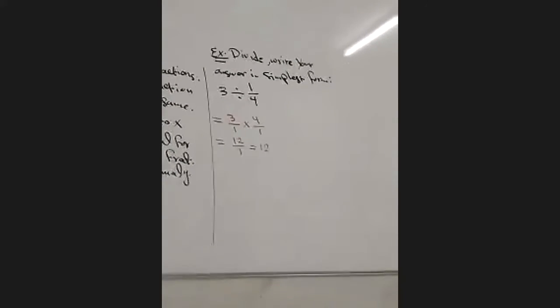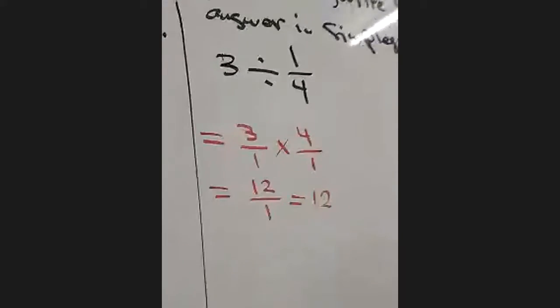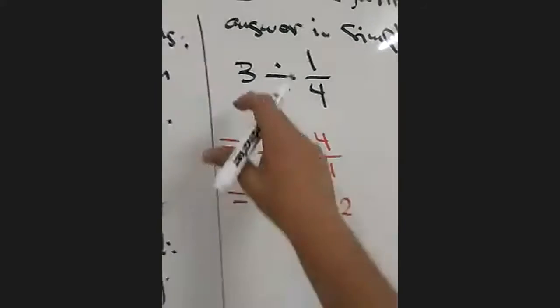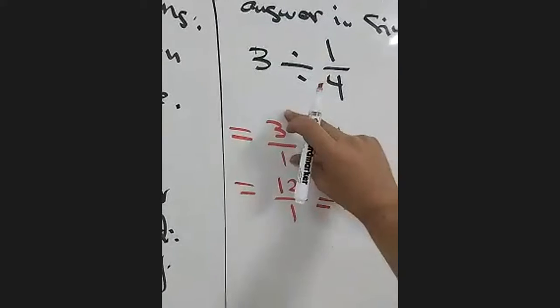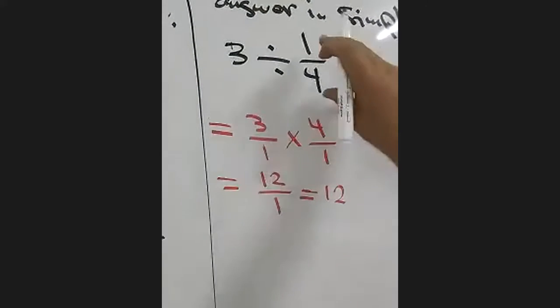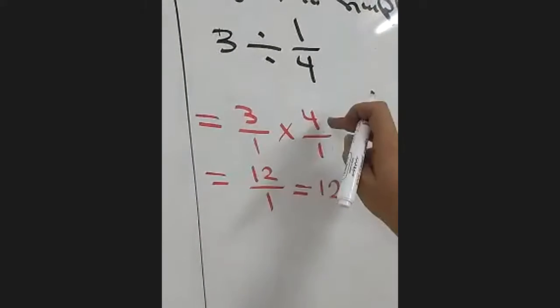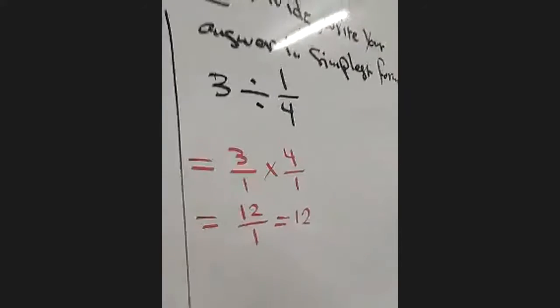So it is an easy idea. In multiplication, we multiply normally. In division, we don't divide. The first number or fraction stays the same, and we turn it to a fraction. The division becomes multiply, and we flip the second fraction. 1 over 4 becomes 4 over 1. Then we multiply normally as we did in the previous lesson.